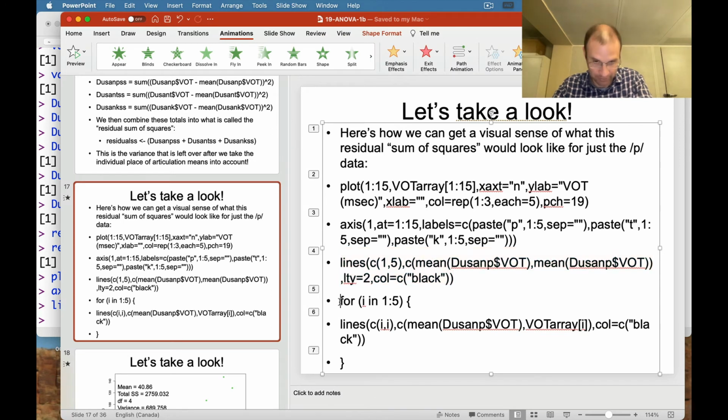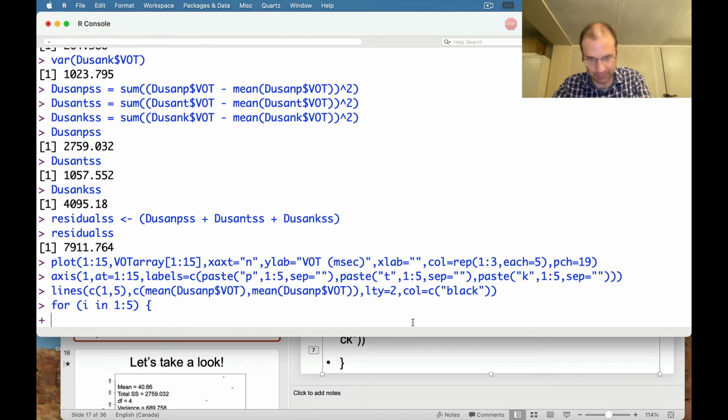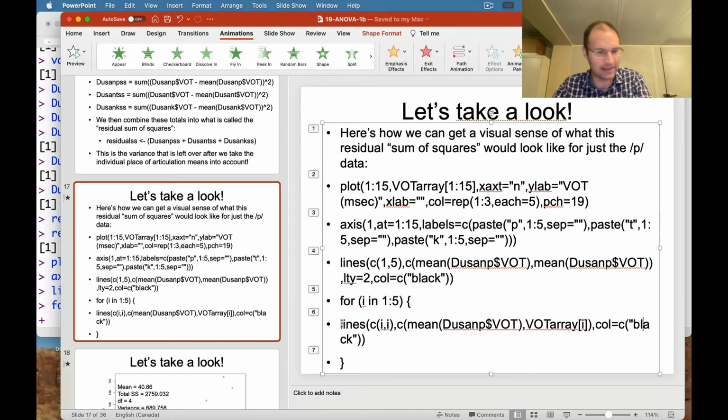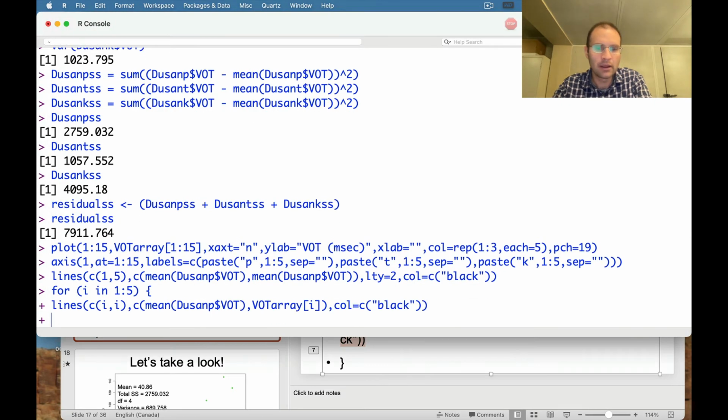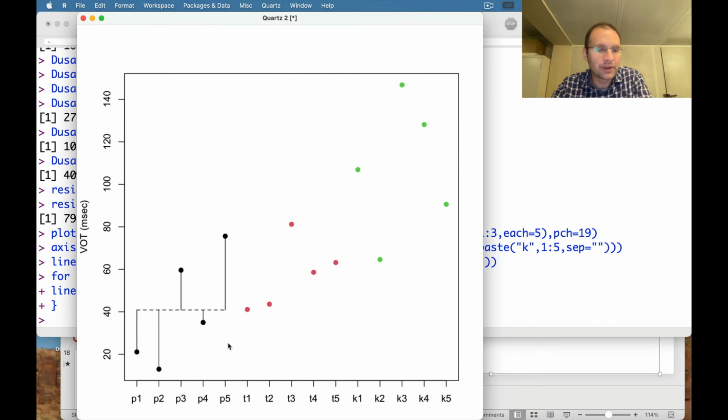And I'm also going to plot the deviations of those individual observations from that black line. But again, I'm only going to consider the observations for P here, right? Because place of articulation matters now. So there we go. These are our deviations for P. This is the variance we cannot account for in P if we take place of articulation into account.